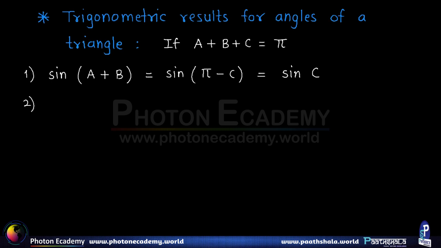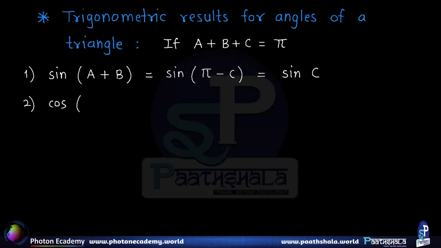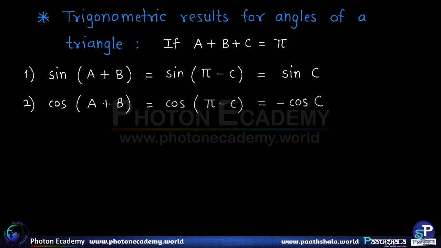Now, like sine, let us see what happens for cos. So now here we have cos of A plus B. Once again, we can write A plus B as pi minus C. And here, if we recollect, cos of pi minus theta is minus cos theta. So therefore we will get minus cos C. And so on for the remaining two cyclic results also.